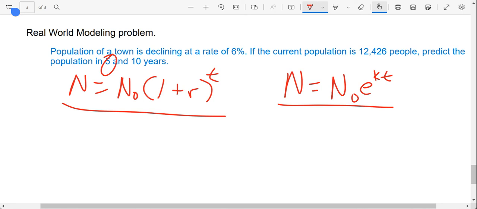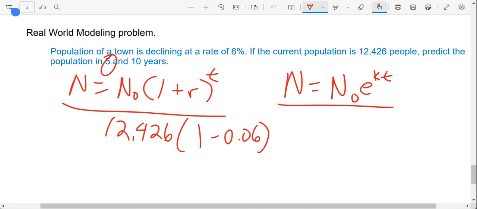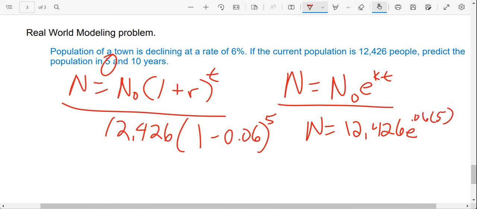So you're starting with 12,426 people, right? And you're declining at 6%, which means you're subtracting 6%, not adding. If you're increasing, it would be plus 6%. Okay. Time, as I should have put in time there, it's 5. Same story over here. What are you starting with? 12,426 base e to the power of 0.06 times 5. So you put them in, what do you get?